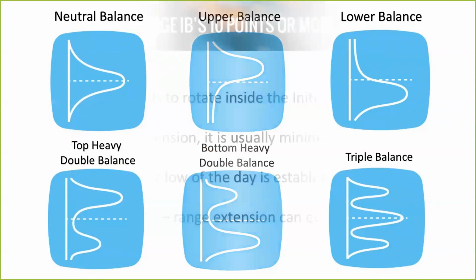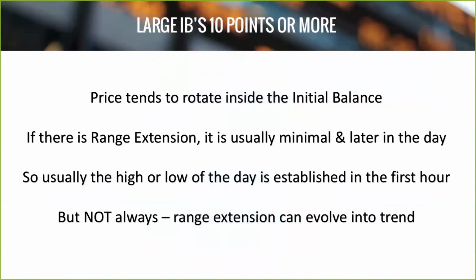All right. Quick whirl through price discovery. No, I think I took that out. Okay, so let's jump right in. Large IBs. These are initial balances of 10 points or more. And the IB is comprised of the first two brackets following the morning bell.